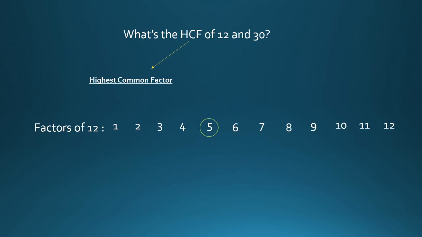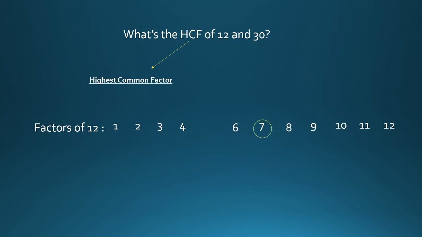5 is not a factor of 12 because in the multiplication table of 5 there is no 12. 5 into 2 is 10, 5 into 3 is 15. There is no 12 in the multiples of 5, so 5 does not divide 12. That's why 5 is not a factor of 12. Then let's go to 6. 6 is a factor of 12. Yes, 6 into 2 is 12.